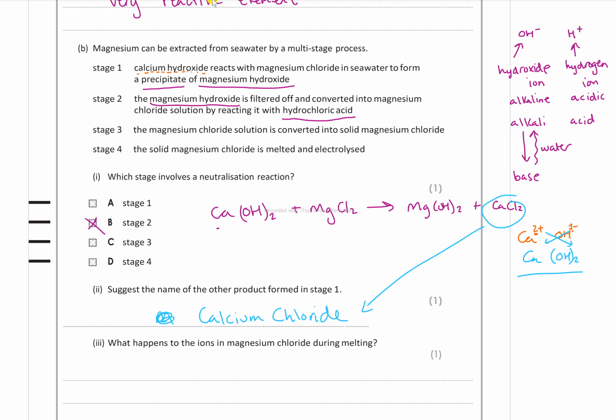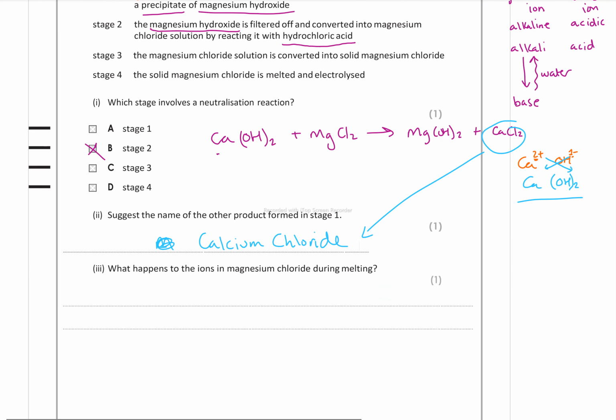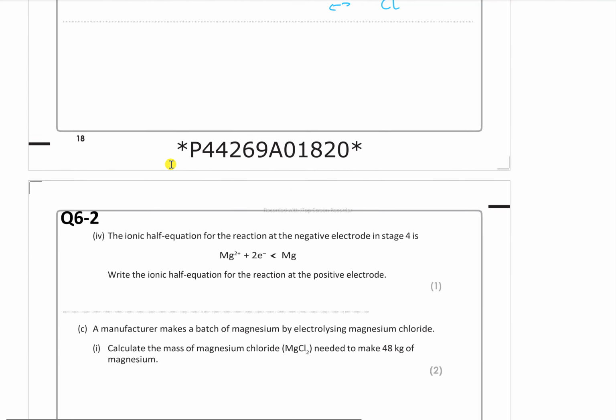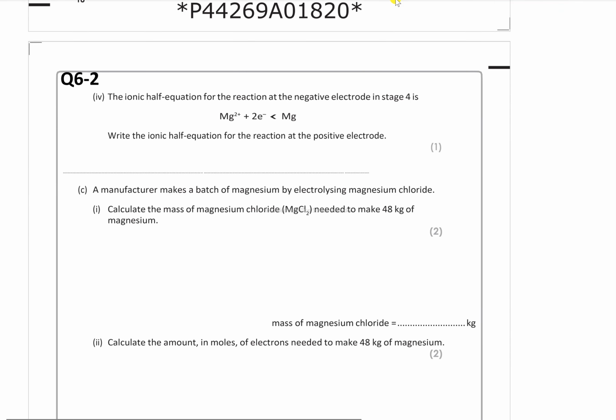What happens to the ions in magnesium chloride during melting? Right, okay, they become mobile. Otherwise, you've got magnesium and chloride ions, and they just vibrate around a fixed position, and they can't conduct electricity, so they become mobile when they're molten, as they're melting or as they're melted.